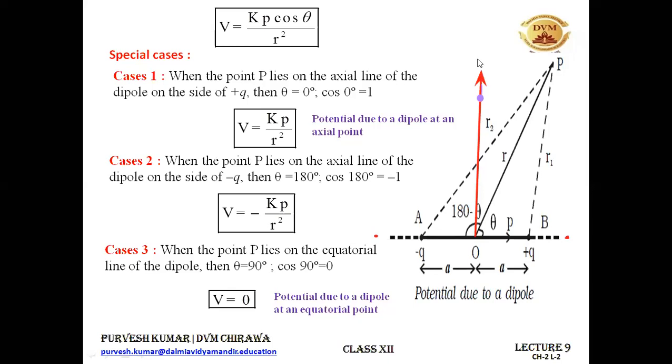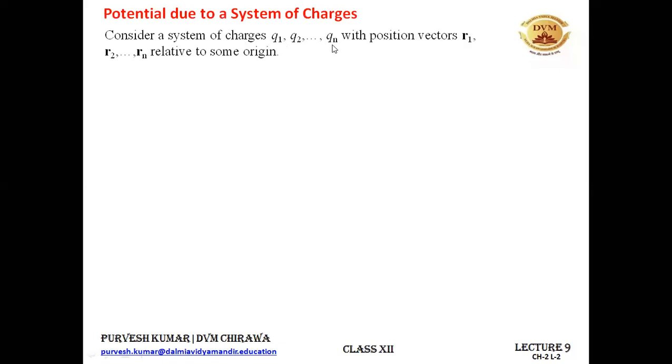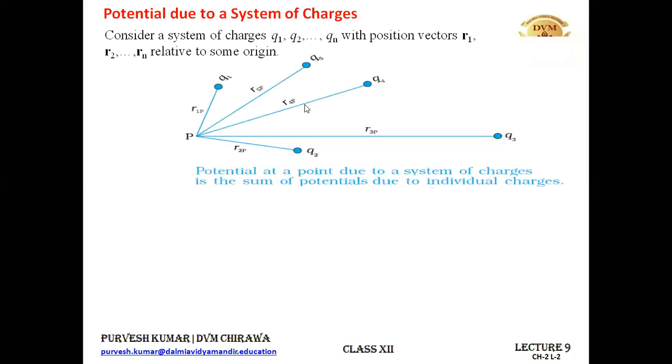Okay, let's start with some other topics that I need to discuss with you today. That is the electric potential at a given point due to a system of charges. So let's do that. The next topic, we need to find the electric potential due to a system of charges. So let us consider that Q1, Q2, up to Qn, n number of charges, are present with position vectors R1, R2, and Rn, relative to some origin.